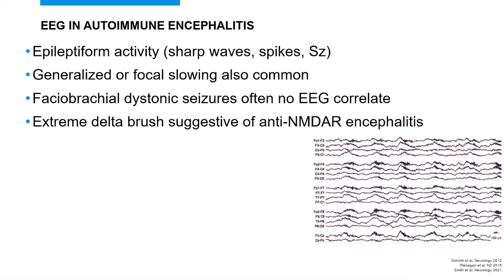So we'll be looking for sharp waves, spikes, clinical or subclinical seizures, and that helps distinguish from neurodegenerative disorders where usually we don't see those changes. We also will often see generalized or focal slowing, although that can be common across a broad range of differential diagnoses, so is not as distinguishing.